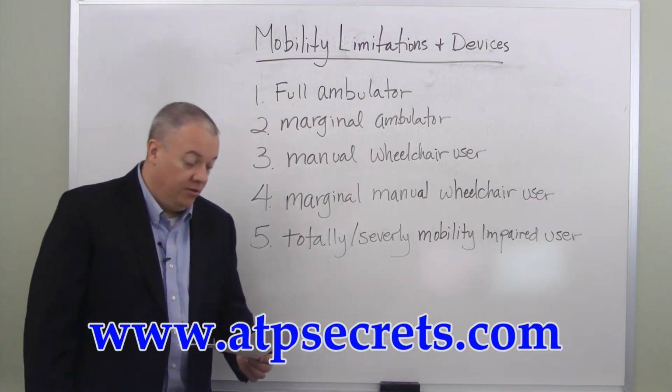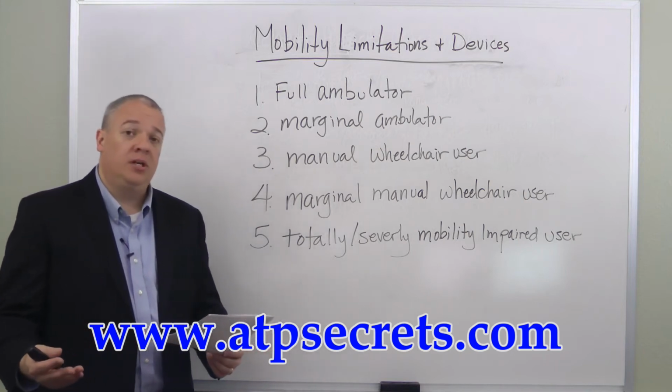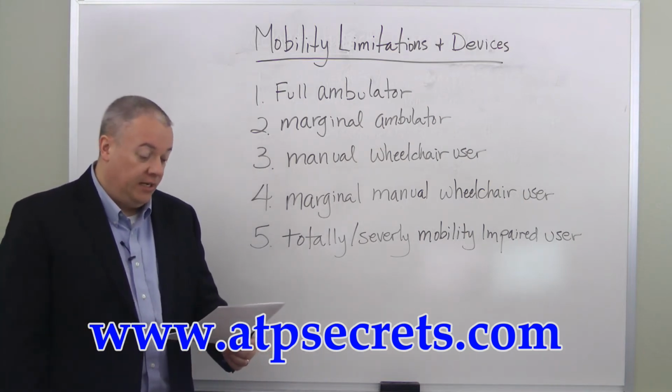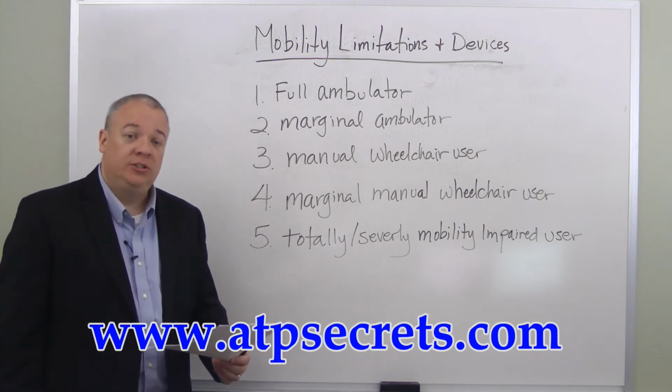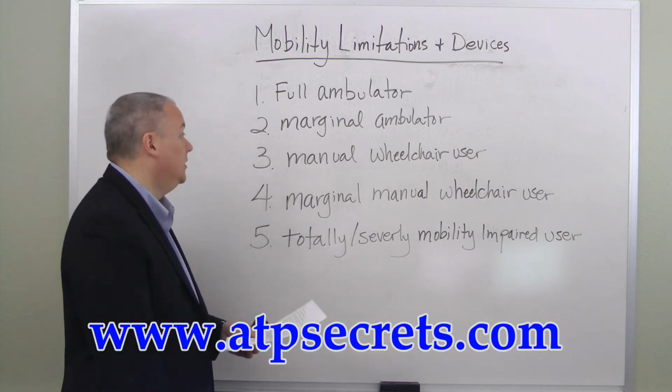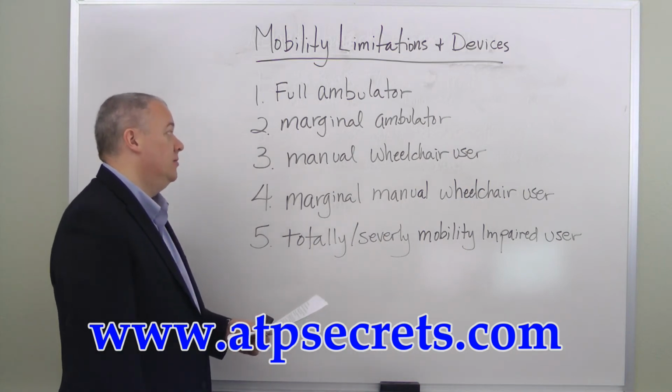Three is someone who can propel themselves in a manual wheelchair, whether with upper or lower extremities. They don't walk around, but they can get around fine in a manual wheelchair. This person is a manual wheelchair user.